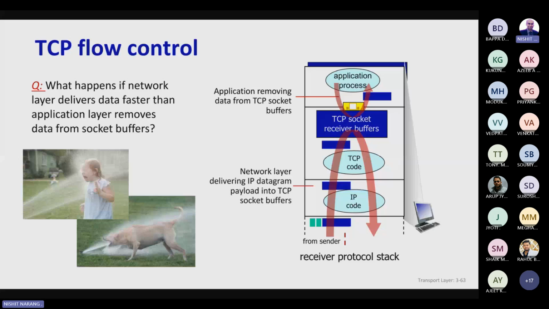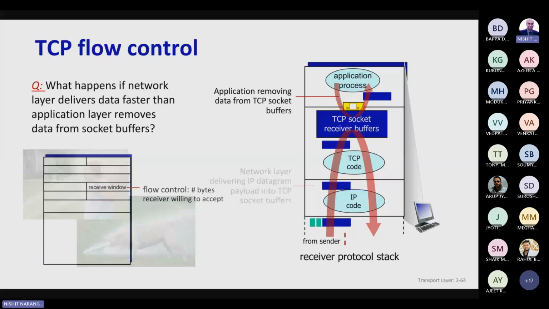So to address this, what would you do to the water supply? Will you control it at the receiver or at the sender? At the sender. You will turn off the tap at the sending, reduce the flow of water so that the flow reduces and the girl or the dog is able to consume it. This is exactly what TCP flow control does.